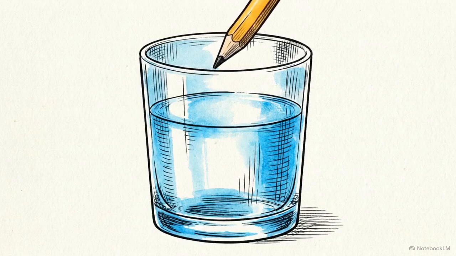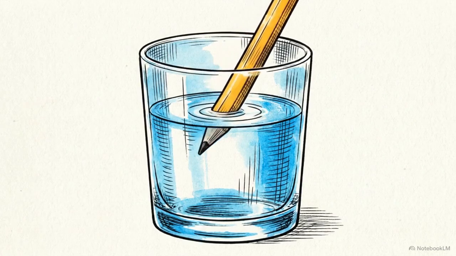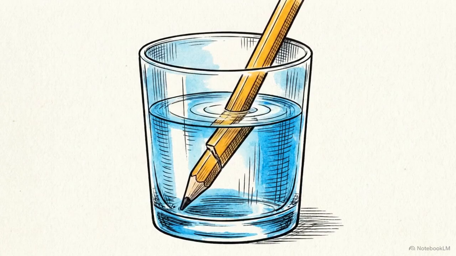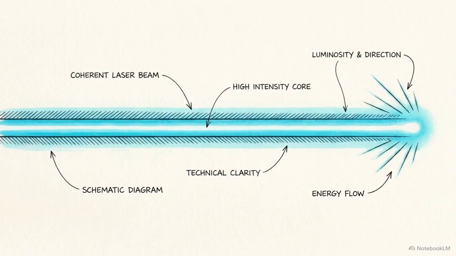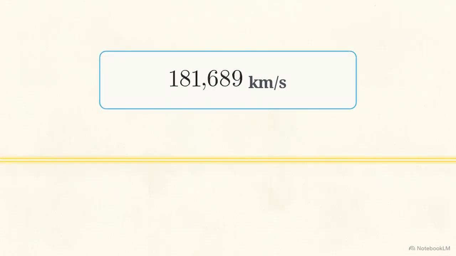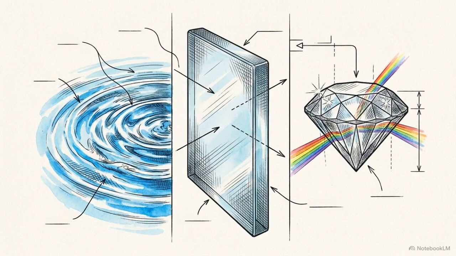Drop a pencil into a glass of water, and right at the surface, the solid wood appears to snap in two. Usually, we expect light to move in a perfectly straight line, and in the vacuum of empty space, it does, traveling at a constant 300,000 kilometers per second. But those rules shift the moment light enters a transparent medium, like water, glass, or a diamond.